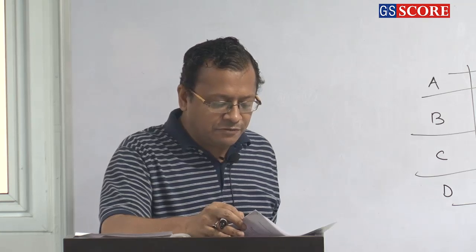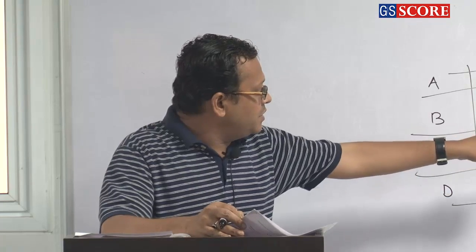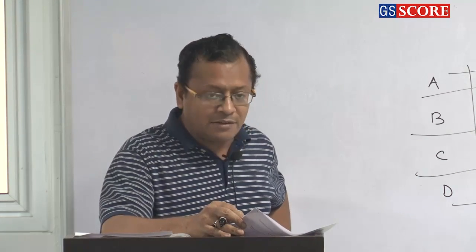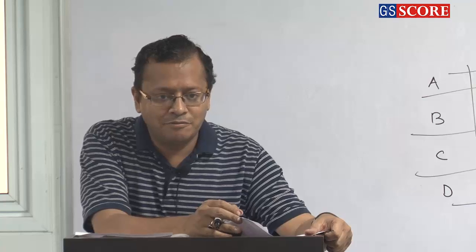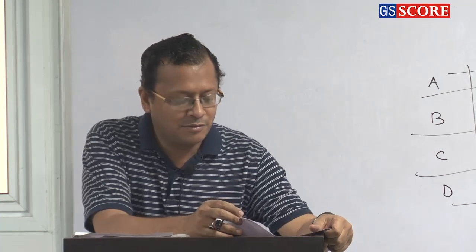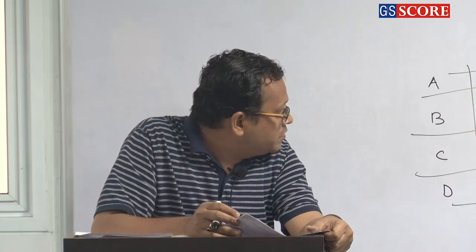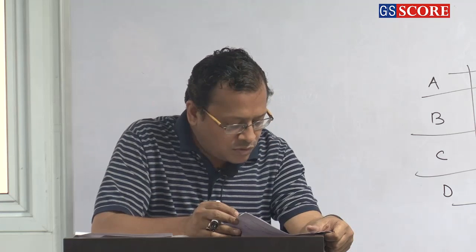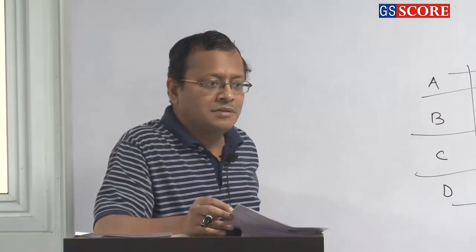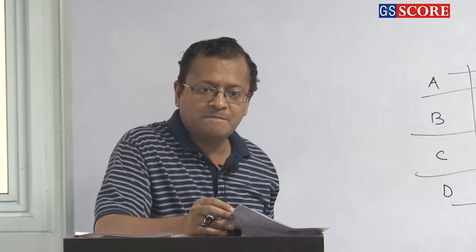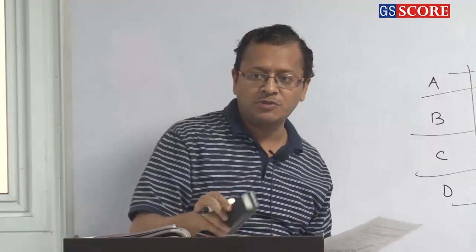Whose gloves did C end up with? C ends up with B's gloves. Who ended up with C's gloves? A. Clear or not? Whose gloves did C end up with? C ends up with B's gloves. Who ended up with C's gloves? A ended up with C's gloves. Clear or not?